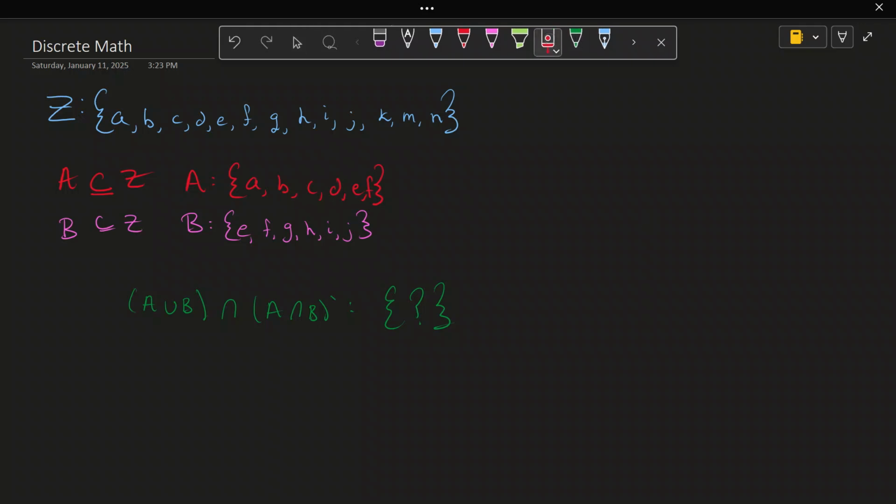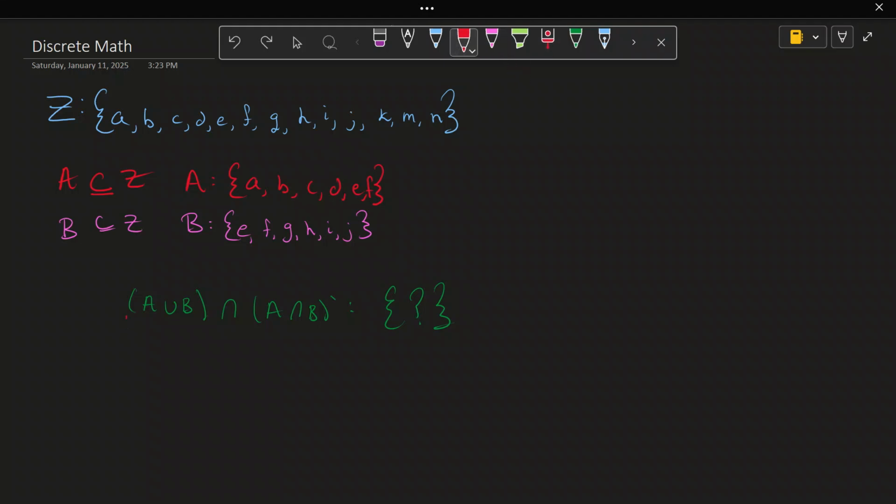And the question asks us here, what elements are inside of this set where we have A or B, and A and B not? Notice how the not is for the entire A and B. Okay, so the best course of action for this problem is to take it step by step.